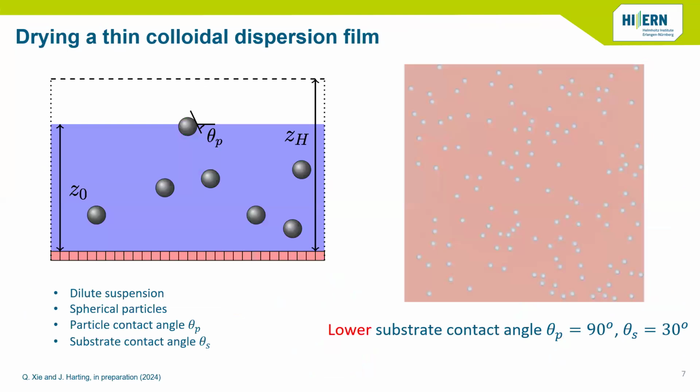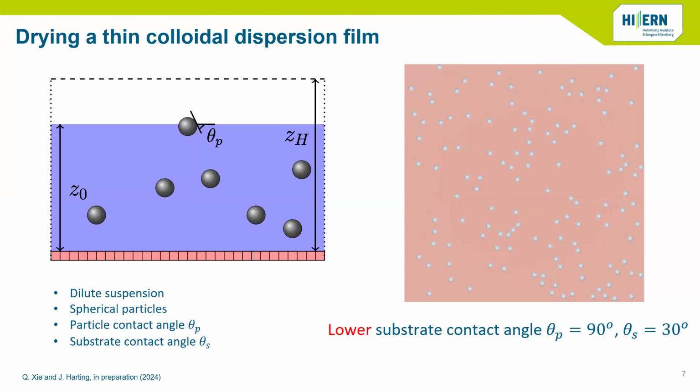And then we moved to the case of drying a thin colloidal dispersion film. This case is quite relevant for printing solar cells, because for solar cells, for some layers, they want a very thin and homogeneous deposit. In this case, we have a dilute suspension, so a few particles dispersed in the solvent, and we only model spherical particles.